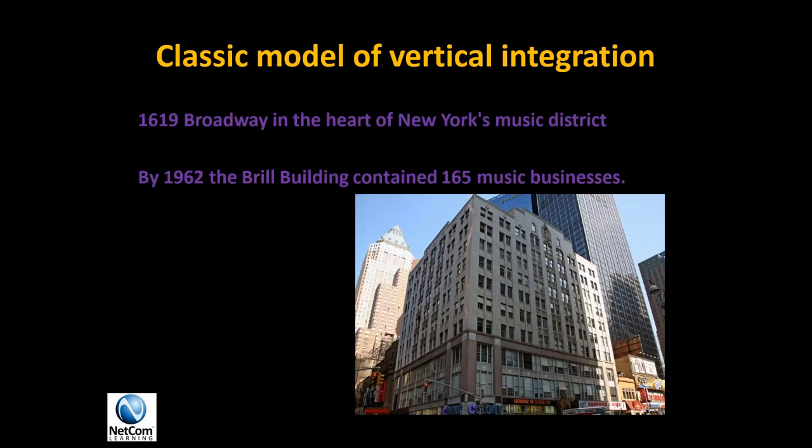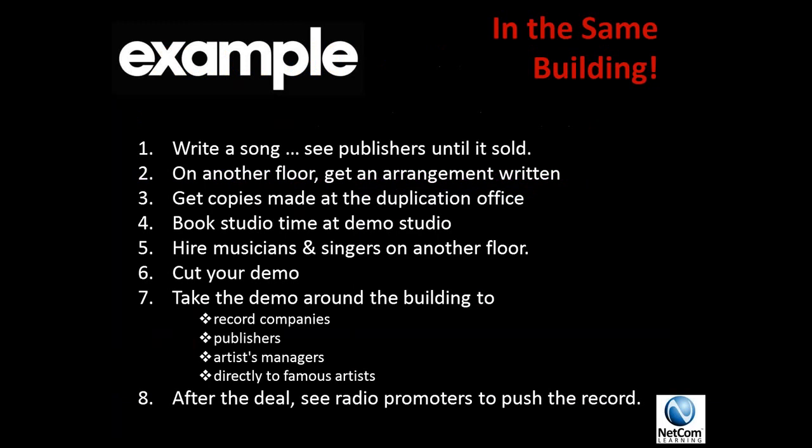Let's look at a classic model of vertical integration. 1619 Broadway. This used to be in the heart of New York City's music district. This is the Brill Building, and at its peak, the Brill Building contained 165 music businesses all in this one building. So let's look at a classic New York City example of high vertical integration. Someone could write a song and then within the same building see publishers until they sold it. They go to another floor and they get an arrangement written. Then they get copies at the duplication office on another floor.